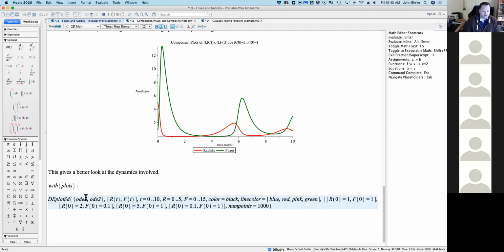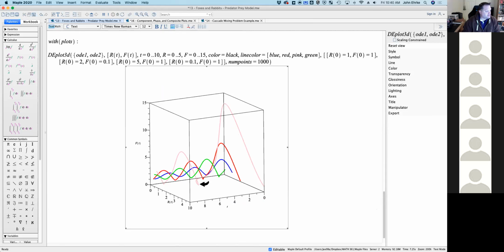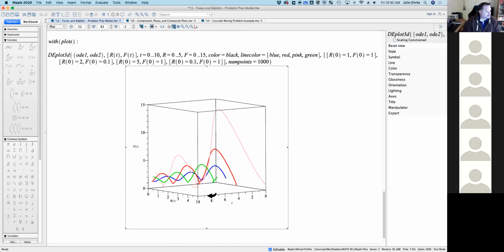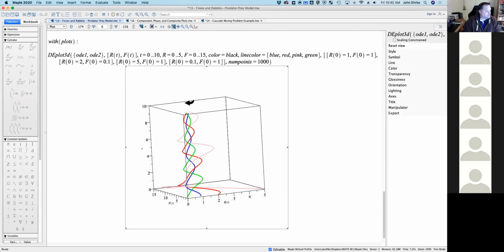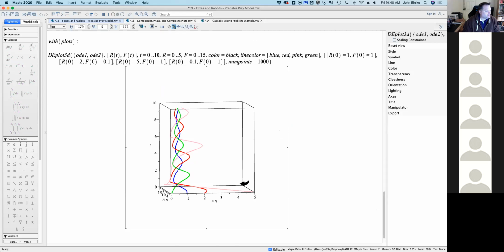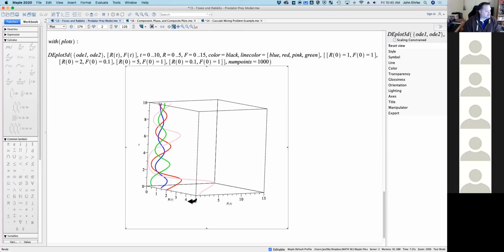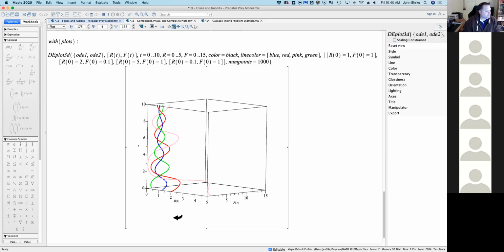So DE-plot 3D. If I go ahead and hit enter on that, you'll see here that you have what all of those different components are doing over time. And so you've got time along this axis, R versus F. I almost always want to orient it this way. In other words, I want to have R and F in the plane and show time moving along the vertical axis. That's usually the best way to look at this.